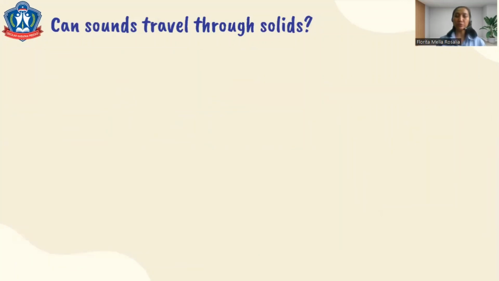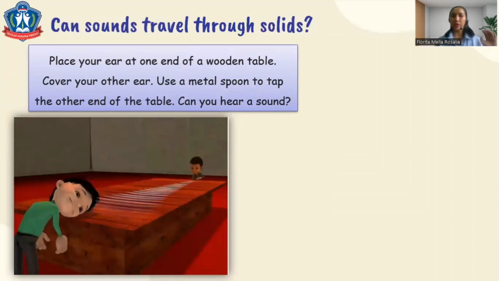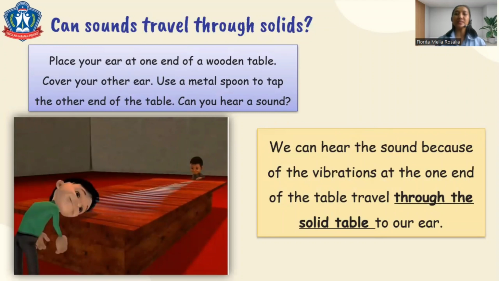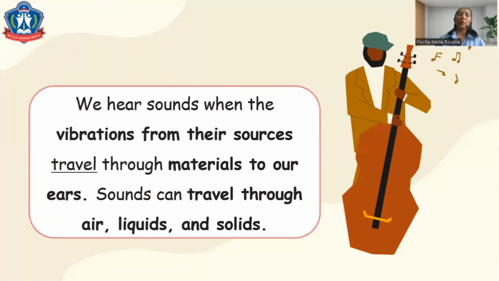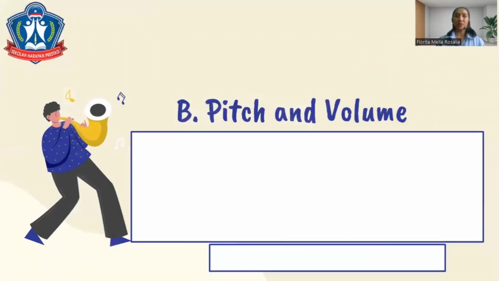Now, can sounds travel through solids? Can you place your ear to one end of a wooden table, cover your other ear, and use a metal spoon to tap the other end of the table? Can you hear a sound? Right, we can hear the sound too because of the vibration from the end of the table through the solid table to our ear. So we can sum up: we hear sounds when the vibration from their sources travels through materials to our ears. So sounds can travel through air, liquids, and solids.